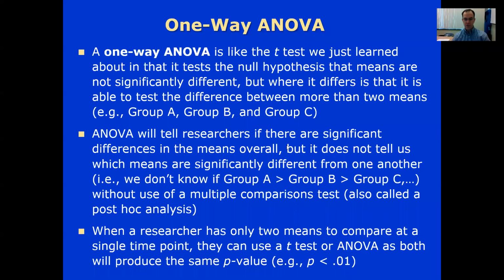Just keep in mind that when a researcher has only two means to compare at a single time point, they can use a t-test or an ANOVA, as both will produce the same p-value. So just keep that in mind. But again, it's important to be aware of ANOVA. It's very common in health science research.